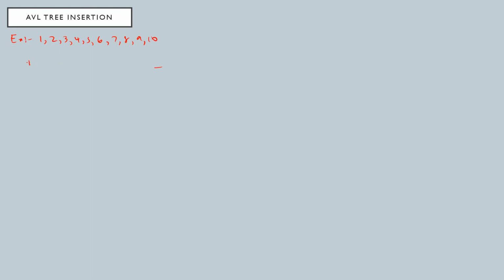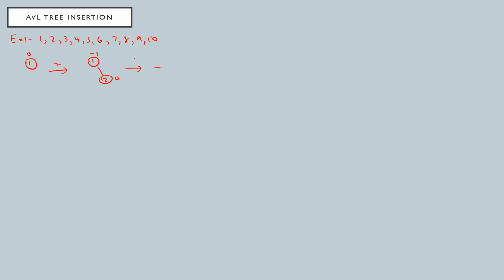First we insert 1. The balance factor of this node will be 0 because the left subtree is 0 and the right subtree is 0. Then we insert 2. So 2 will go this side because it must follow the binary search tree properties as well. The larger values will go to the right subtree. So this node has a balance factor of 0, and this node has a balance factor of minus 1, because the right subtree is 1 and the left subtree is 0.